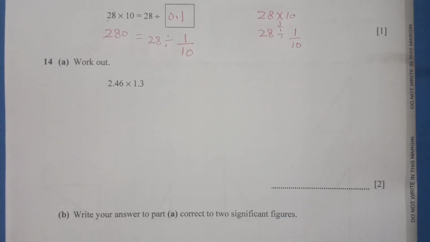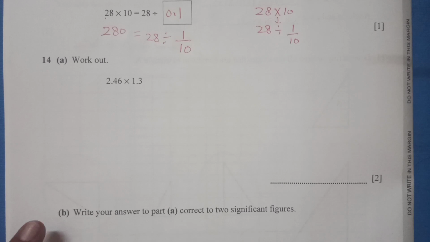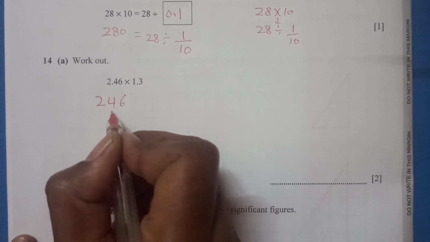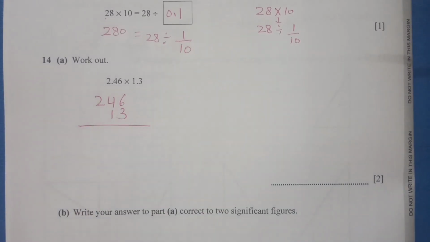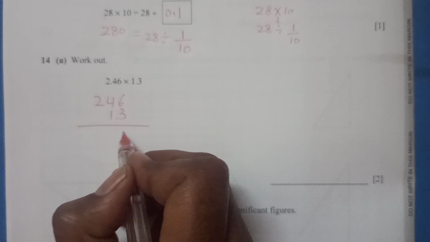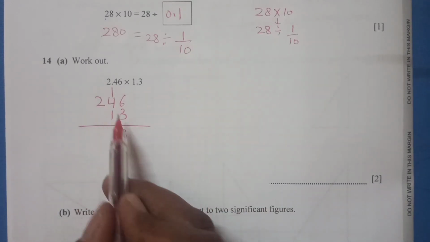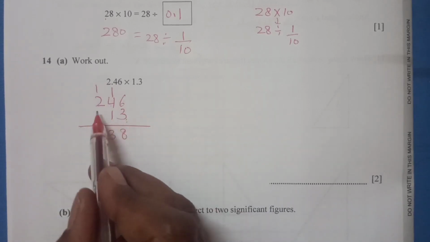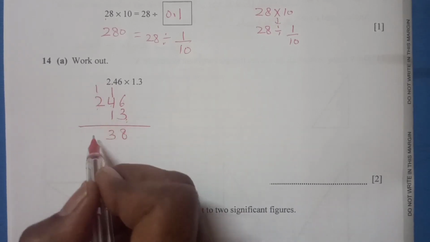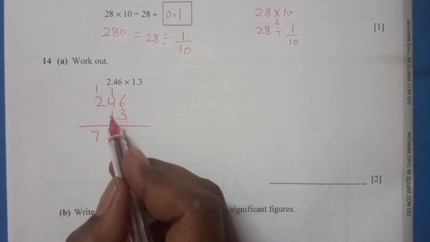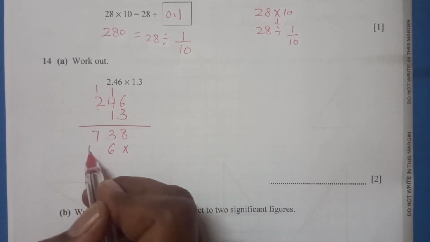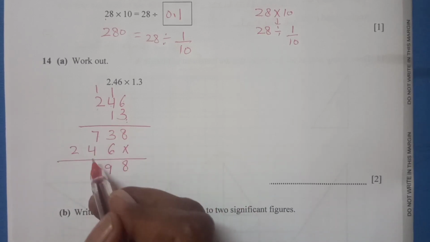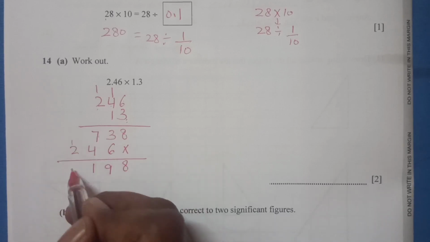Question 14. Work out 200.46 times 1.3. First I will multiply it without the decimals. So 6 times 3 is 18. 1 goes up here. 4 times 3 is 12, 12 plus 1 is 13. 1 is here. 3 times 2 is 6, plus 1 is 7. Now second row, 1 times 6, 1 times 4, 1 times 2. 8, 9, 7 plus 4 is 11. 1 goes up here. 3.